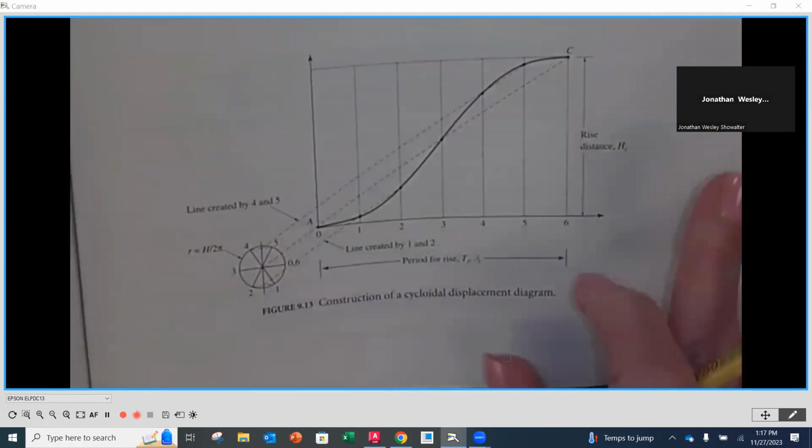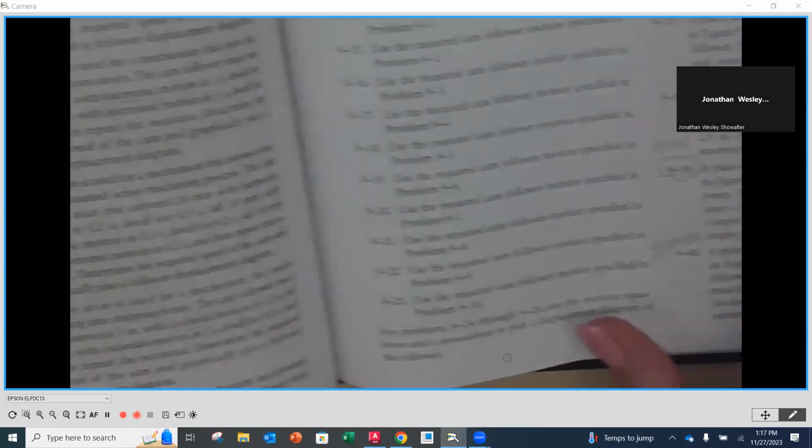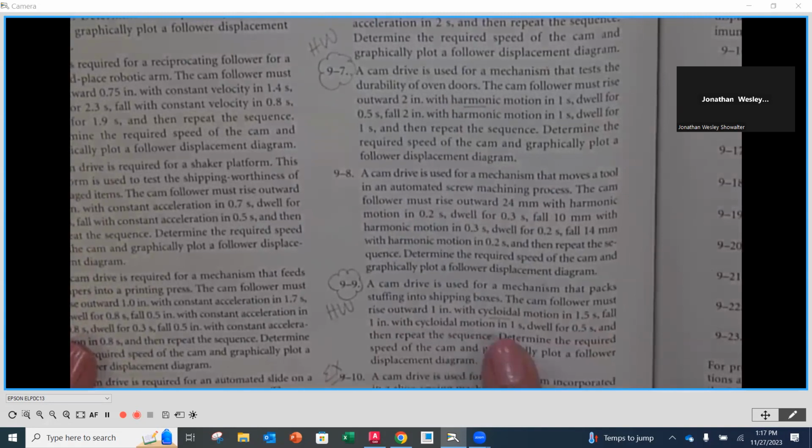All right. So that's the first problem. The second problem that you have to do is going to be 9.9. Okay. So at the bottom here, this cam mechanism, you're going to have a rise of 1 inch with cycloidal motion in 1.5 seconds. You're going to fall 1 inch with cycloidal and then dwell for a half a second. So just a couple of steps there as well, but then it's a look at how to construct with the cycloidal motion with that circle down in the corner. Okay.